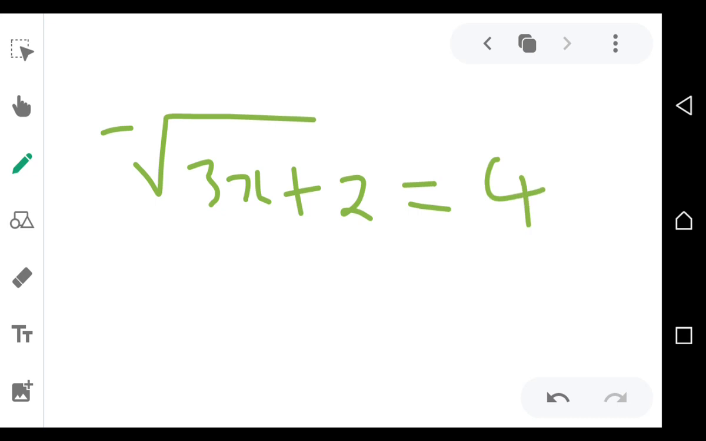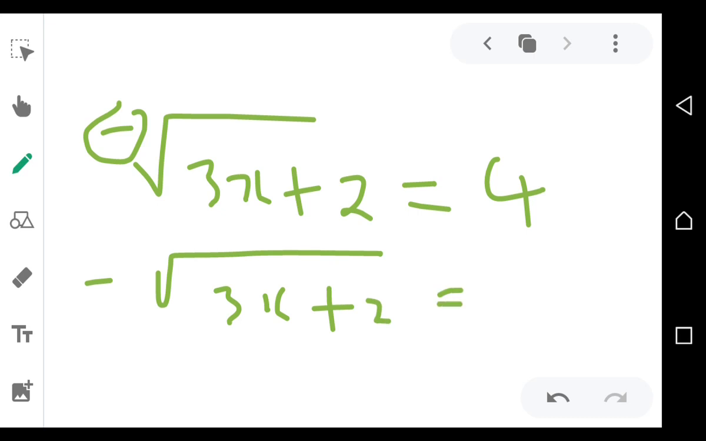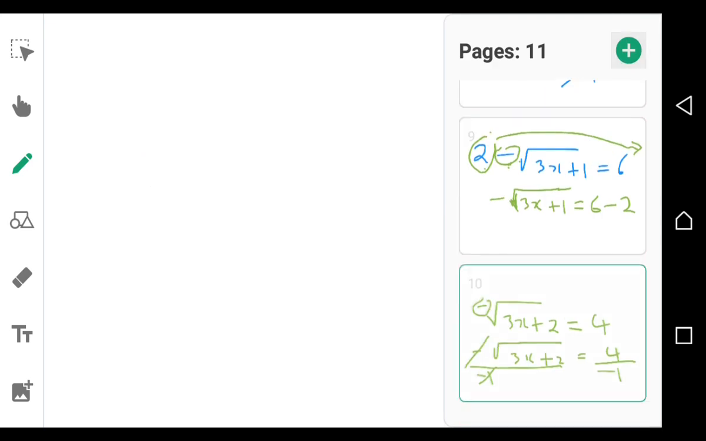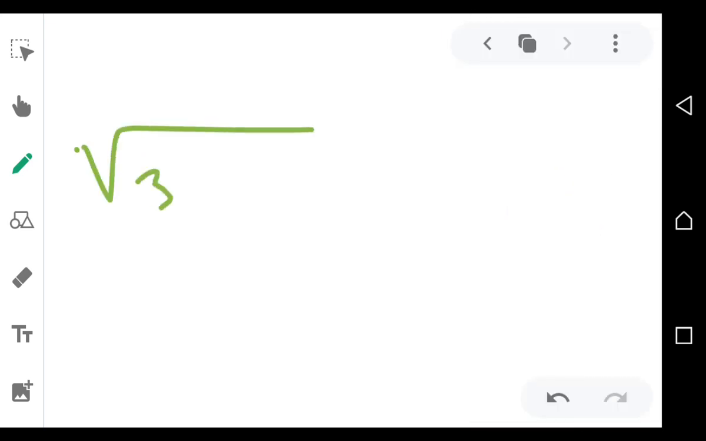Okay? When you reach here, you have to remove this negative by dividing both sides by negative 1. So this side I divide by negative 1, also that side I divide by negative 1. So this negative comes out first. What will remain there is the square root of 3x plus 1 is equal to negative 4, because negative 1 times 4 is negative 4.